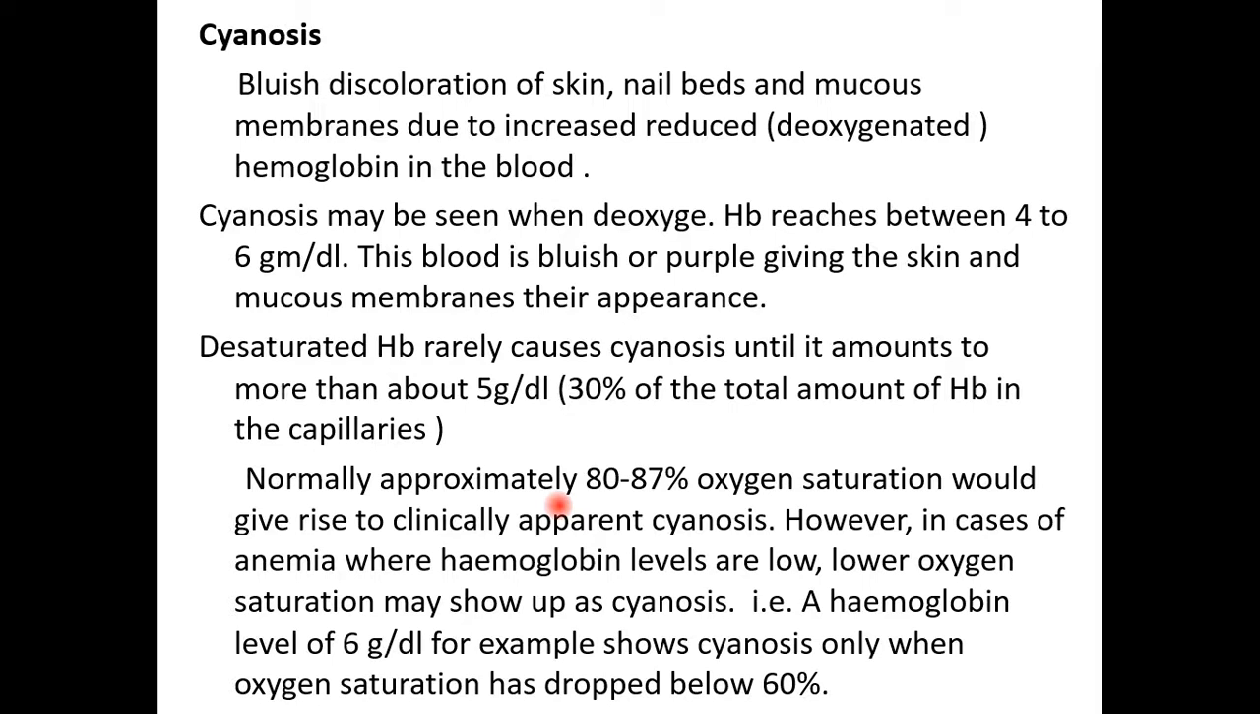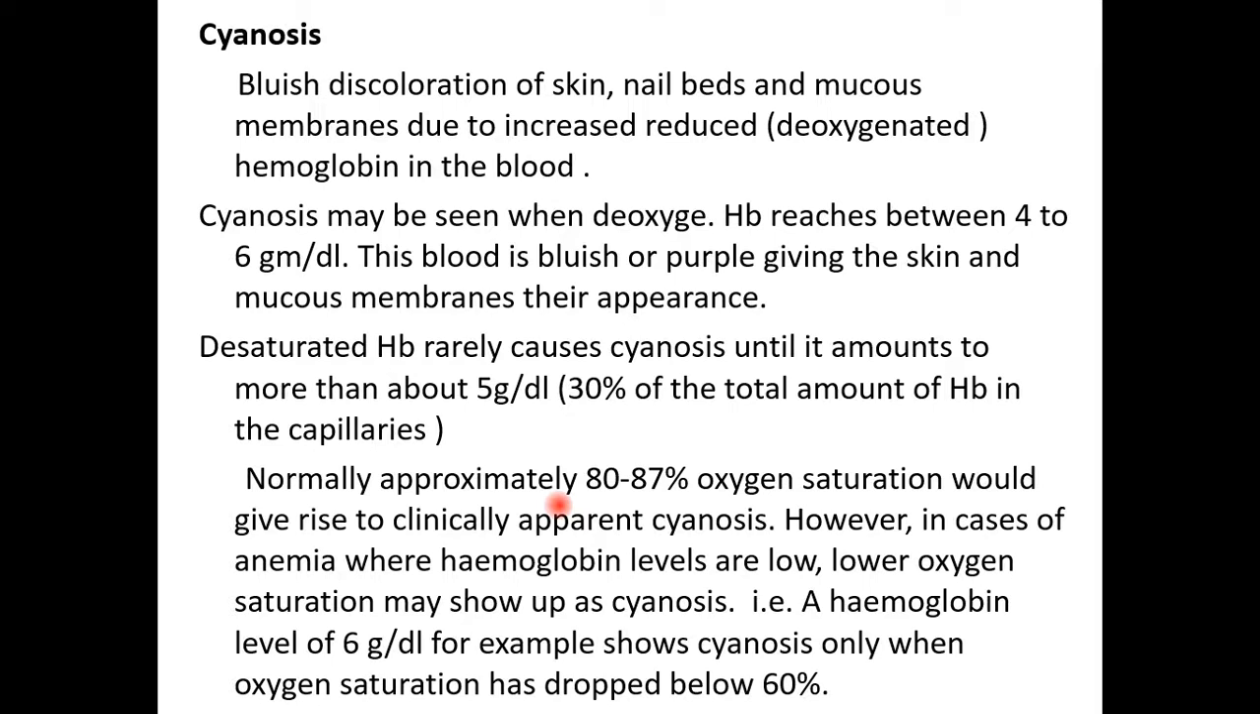patients. Normally, approximately when oxygen saturation is between 80 and 87%, the patient will give rise to the clinical appearance of cyanosis. However, in cases of anemia where hemoglobin levels are low, lower oxygen saturation may be needed to show up as cyanosis. It means the saturation may reach 80 but there is no cyanosis. Why? Because he is an anemic patient.